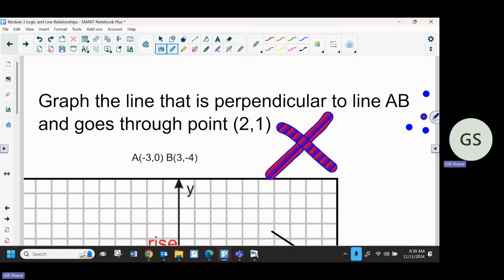So here we go. Graph the line that is perpendicular. What are we going to start with? What are we going to do first? I just told you what all these are about. What do we do first?